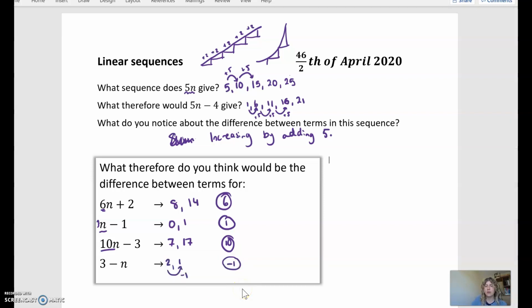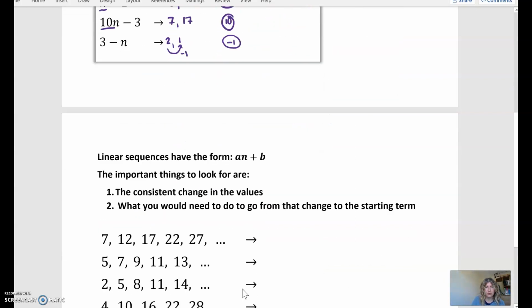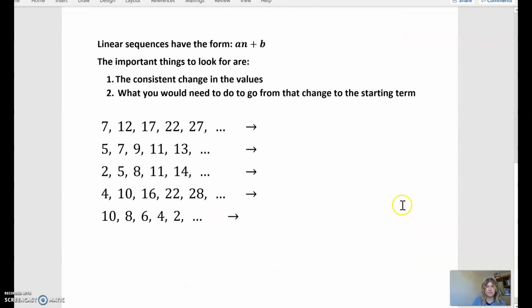Okay, so what we're going to do now is move on to how we can find the rule if we're given a couple of terms. So scroll down with me and we'll have a go. A couple of things are important to think about when we're trying to find a rule. The first one is that all of your linear sequences have this form, an plus b. So you've got your n timesed by something, and then you're adding or subtracting something on there. So just be careful there that b can be negative.